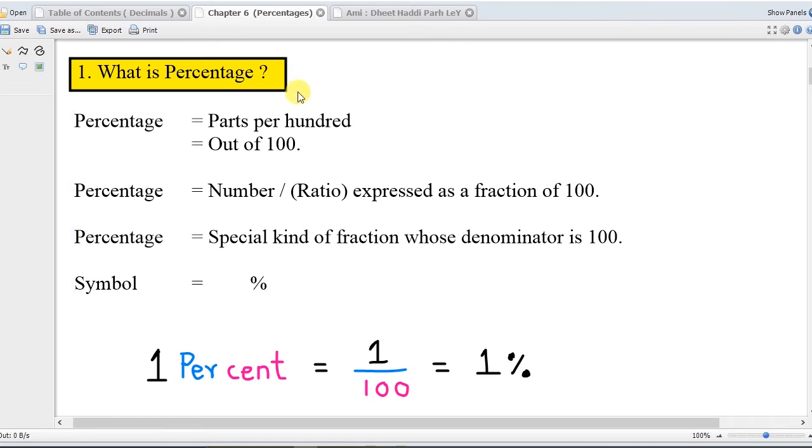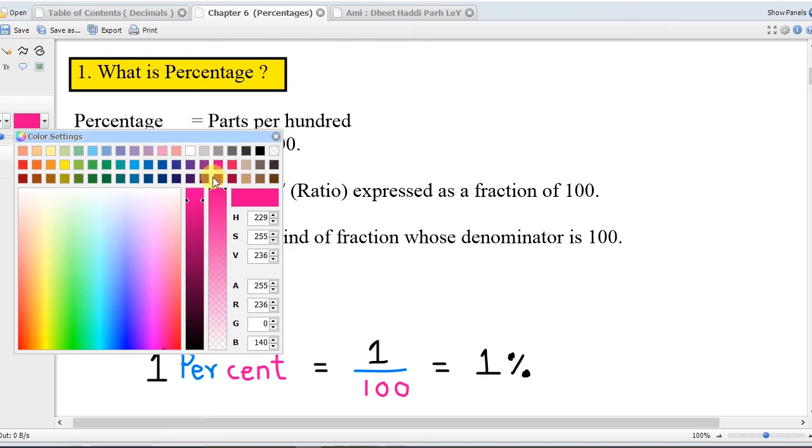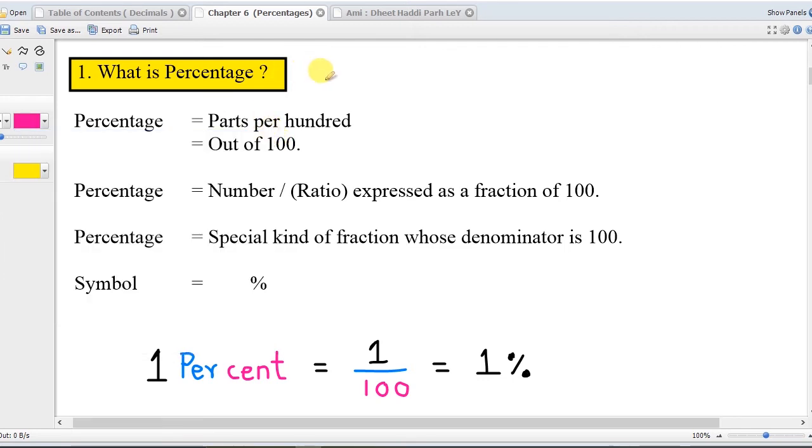So our lesson number 1 is on what is a percentage. Percentage is simply parts per hundred, or it means out of 100. So whenever we are going to find out a percentage of any particular number, what does it mean? We are talking about that particular number with respect to 100, right? So percentage is a number or ratio expressed as a fraction of 100, right?